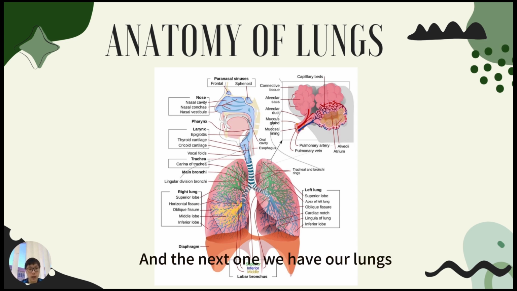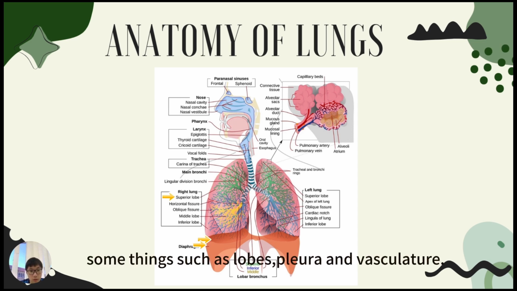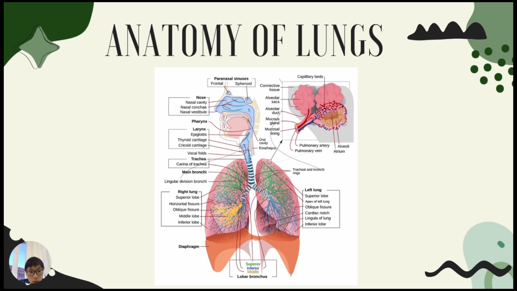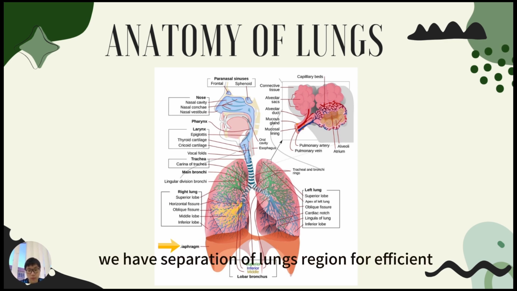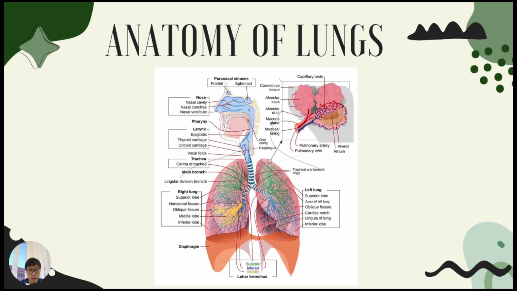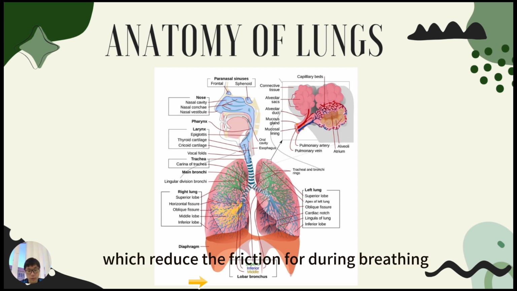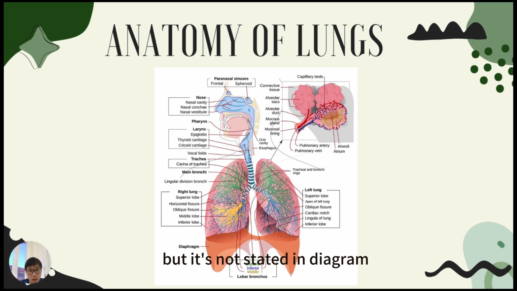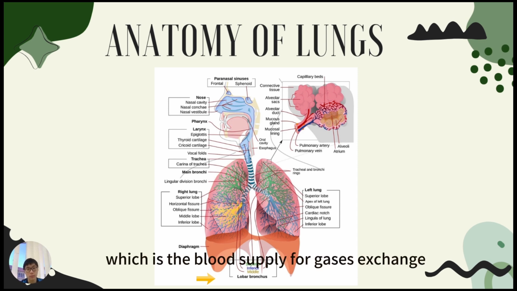And the next one we have our lungs. For the lungs we are going to talk about some things such as lobes, pleura, and vasculature. Firstly, the lobes. We have separation of lung regions for efficient ventilation. For example, right lung has three lobes and left lung has two lobes. The next thing is pleura, which reduces the friction during breathing, but it's not stated in the diagram. And the next one is vasculature, which is the blood supply for gas exchange.